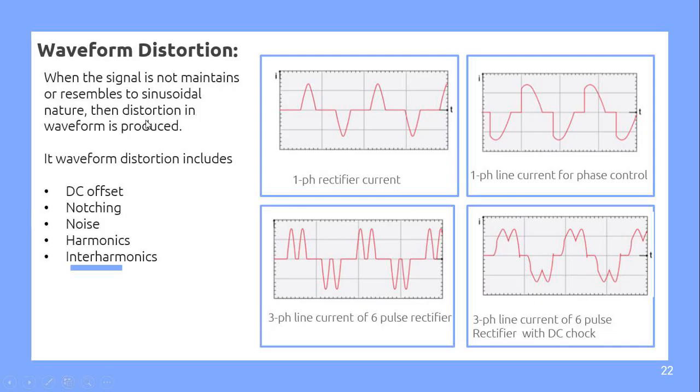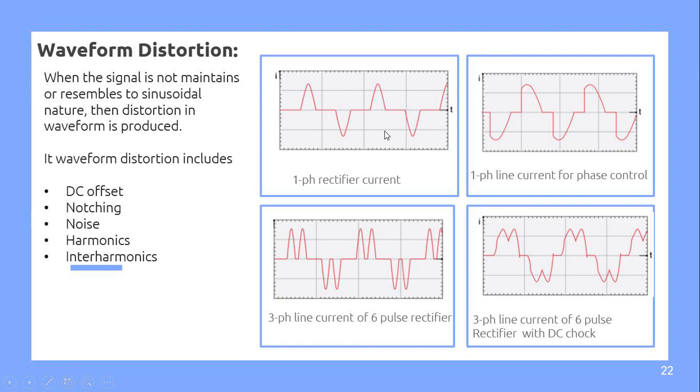Waveform distortion. Waveform distortion appears when the signal does not maintain or resemble the sinusoidal nature. Then distortion appears in the waveform. Waveform distortion has 5 parts: DC offset, notching, noise, harmonics and interharmonics.